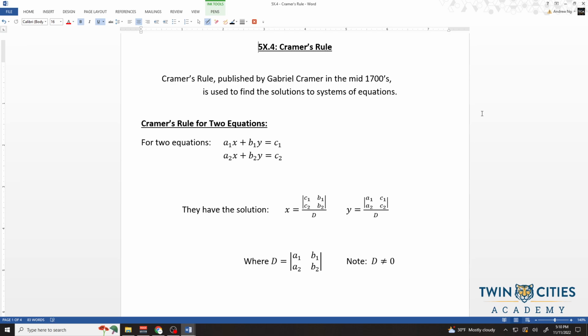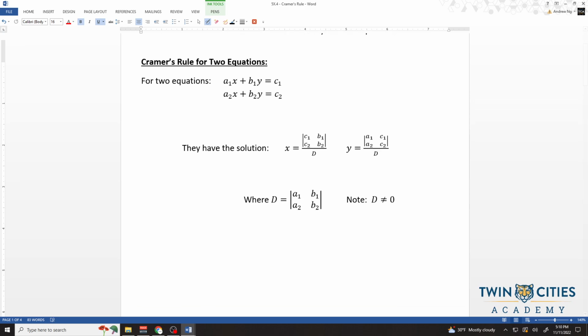system of equations. I can do this with a system of two equations with two variables, so x and y. I can also do this with a system of three equations, three variables, x, y, and z. So let's take a look at both, starting with Cramer's rule for two equations. Let's say I've got these two equations: a1x plus b1y equals c1, a2x plus b2y equals c2.